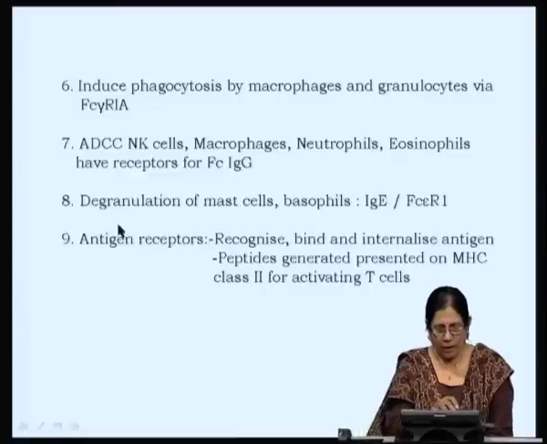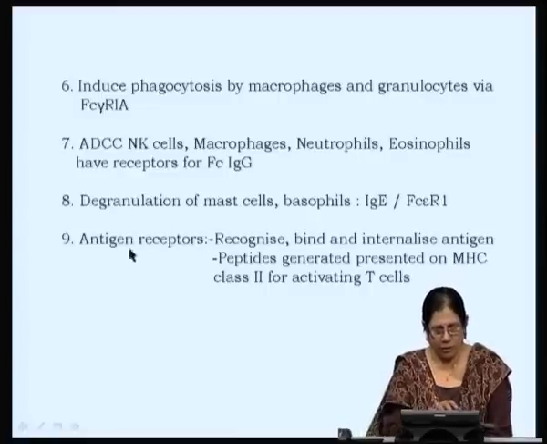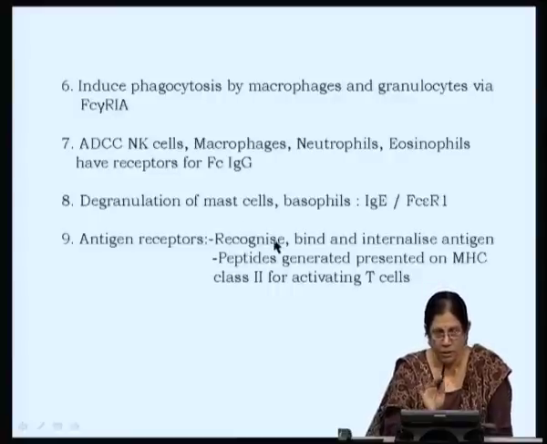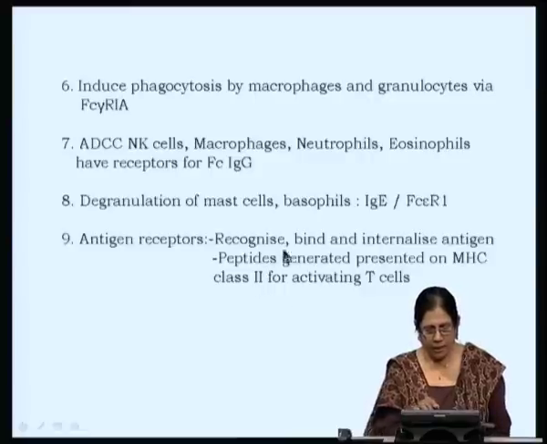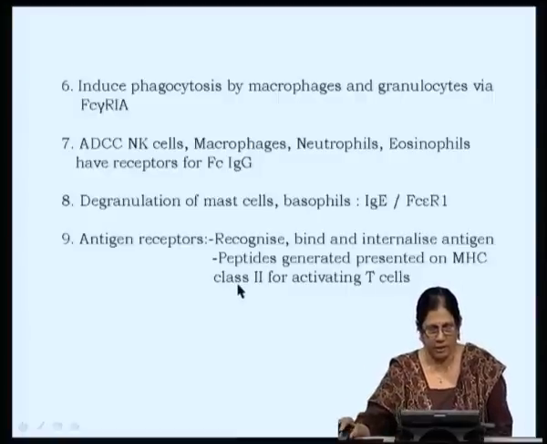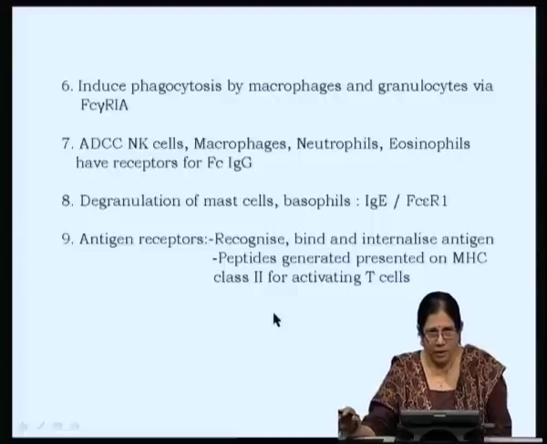Now, what I talked about with respect to antigen receptors a little while ago is that antigen receptors can recognize, bind and internalize antigen. What I talked about only was recognition, but remember that binding of the antigen triggers the cells to internalize the antigen, where peptides are generated in the lysosomal compartment, and these peptides can be presented on MHC class II for activating T cells. Thereby, antigen receptors allow B cells to become antigen presenting cells.